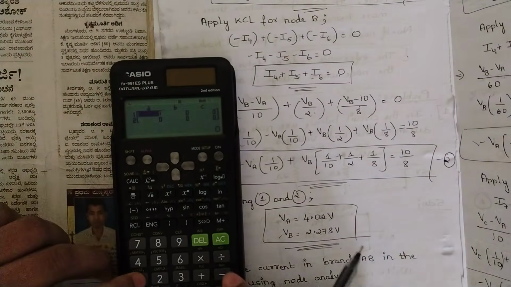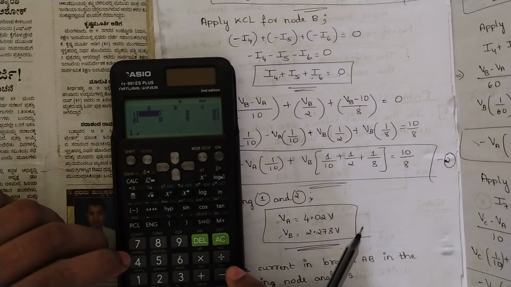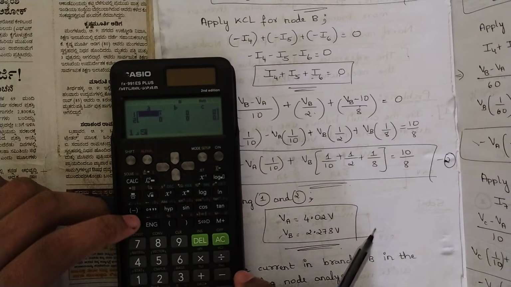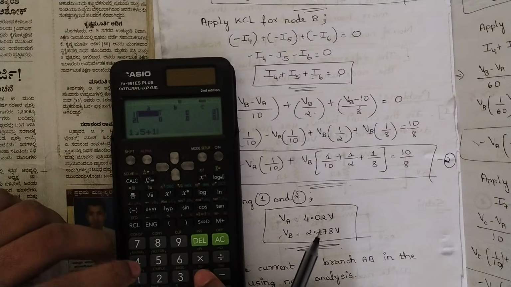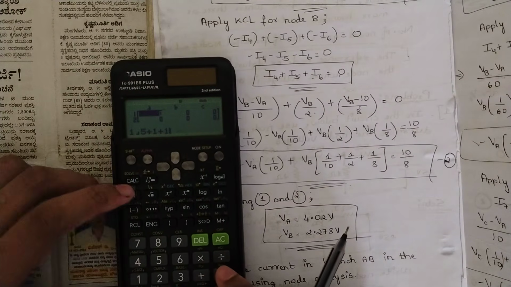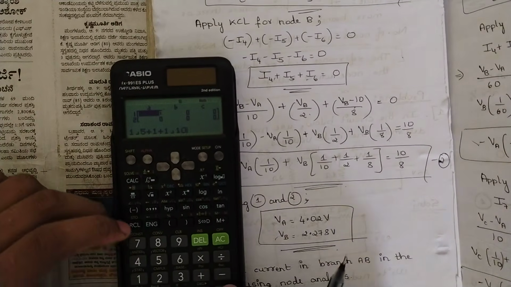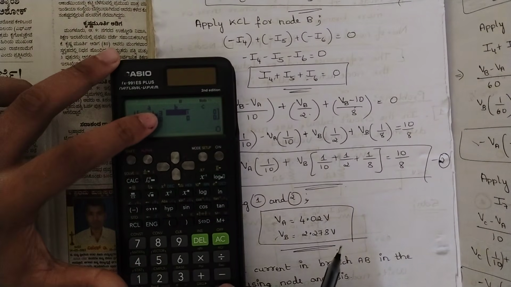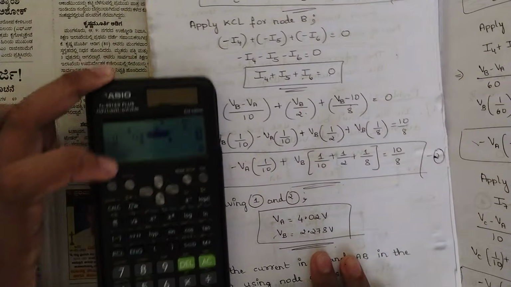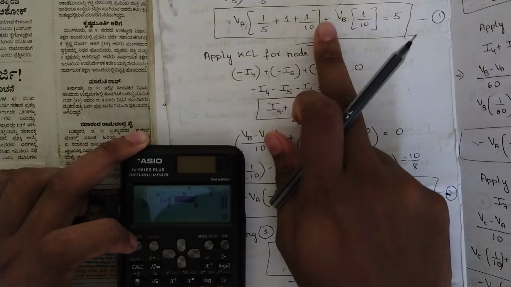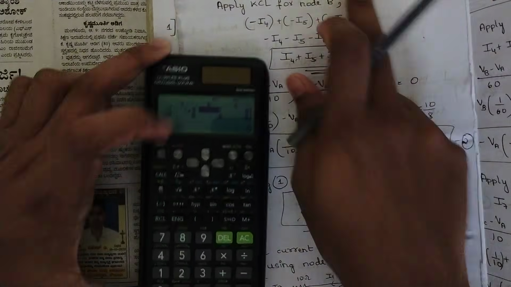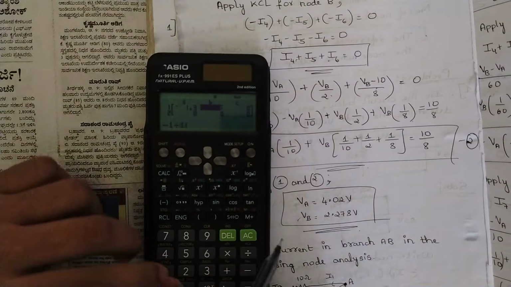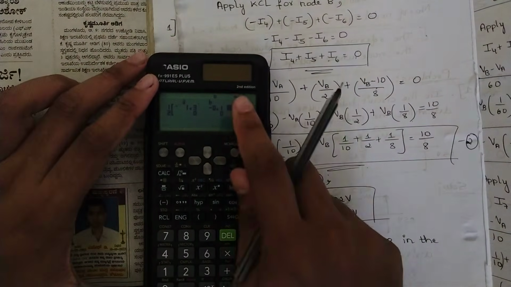That is 1 by 5, then plus 1 plus 1 by 10. Feed all the values, then press equal to. Automatically the answer will be fed here. Similarly the next coefficient, that is minus 1 by 10, since we have minus VB. That is minus 0.1. It is fed here.